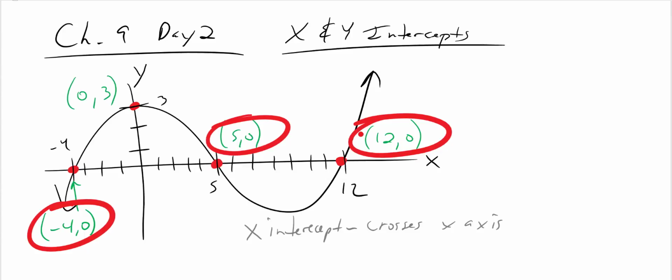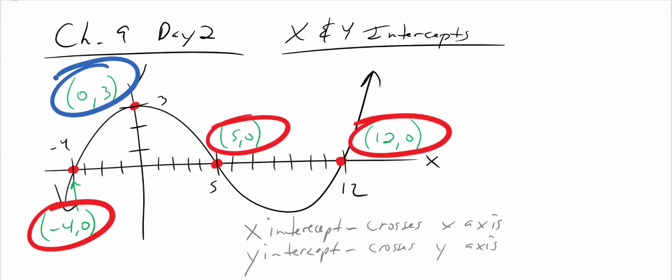So an x-intercept is, of course, where it crosses the x-axis. And then, of course, if I say the y-intercept, that's where it crosses the y-axis. So you would tell me that this one, of course, is a y-intercept. Okay, 0, 3.